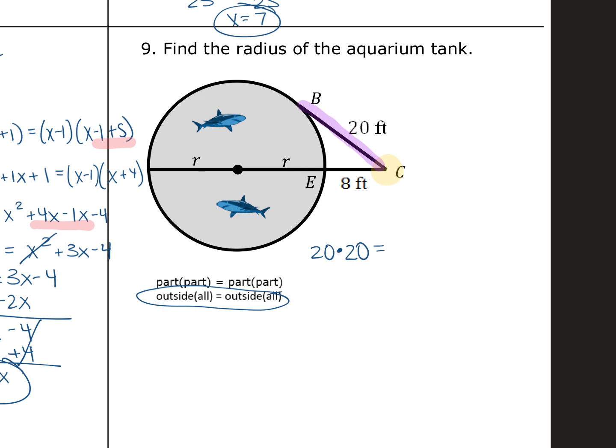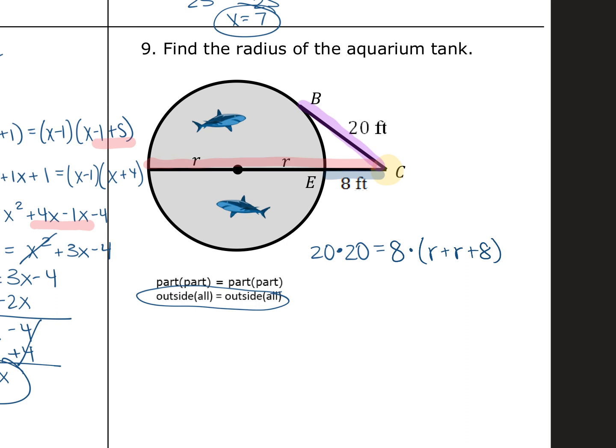The right side of the equation is our other line. Here is our other line, and here's the outside section of it. So the outside of that line is just 8 times the whole entire line. This time we have 3 pieces. We have r on the left, r on the right, and 8 on the outside. So we're going to be adding r plus 8.